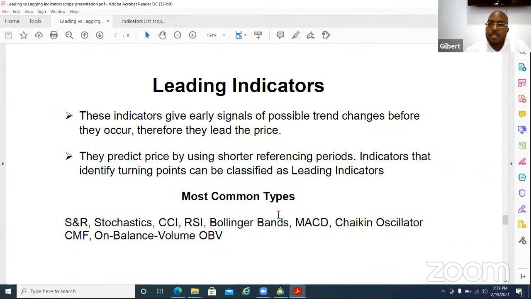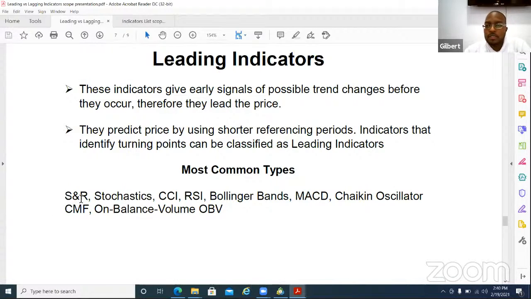All right, so let's group some of these indicators that we've looked at into leading and lagging indicators. Leading indicators give early signals of possible trend changes before they occur. Therefore, they lead the price, and they predict prices by using shorter referencing periods. Indicators that identify turning points are also classified as leading indicators. So support and resistance indicators, that first group that we looked at, pivot points, Fibonacci retracements, Elliott wave theory, including harmonic waves, those can be classified as leading indicators because we have identified a potential price ceiling even before the prices reach that level. So we can already anticipate what's going to happen when the prices reach that level. So that is a leading indicator. Anything that projects future support and resistance levels is a leading indicator.